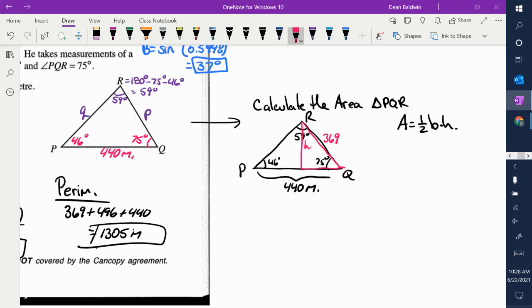Sine, right? Because this is opposite, and this is the hypotenuse. So it is sine of 75 is equal to the opposite, which is h, the height, over the hypotenuse, which is 369. So 369 times sine 75 is equal to h, which is 357.